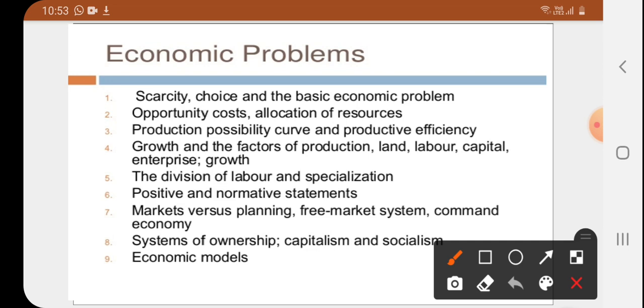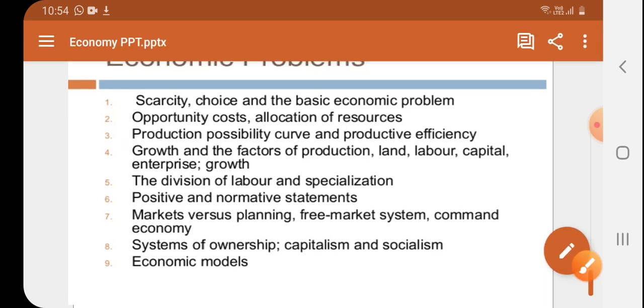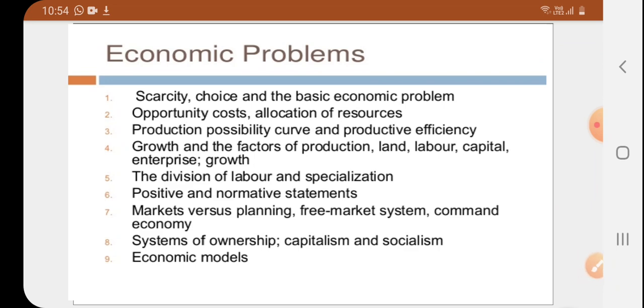The division of labor and specialization. Number 6, positive and normative statements. Number 7, markets versus planning, free market system, command economy. Number 8, systems of ownership, capitalism, socialism. These all become part of economic problems. Then economic models. The way the model is being prepared for an economic process also creates some problems of economy. So these are some economic problems, the factors which really affect the economy of any nation.